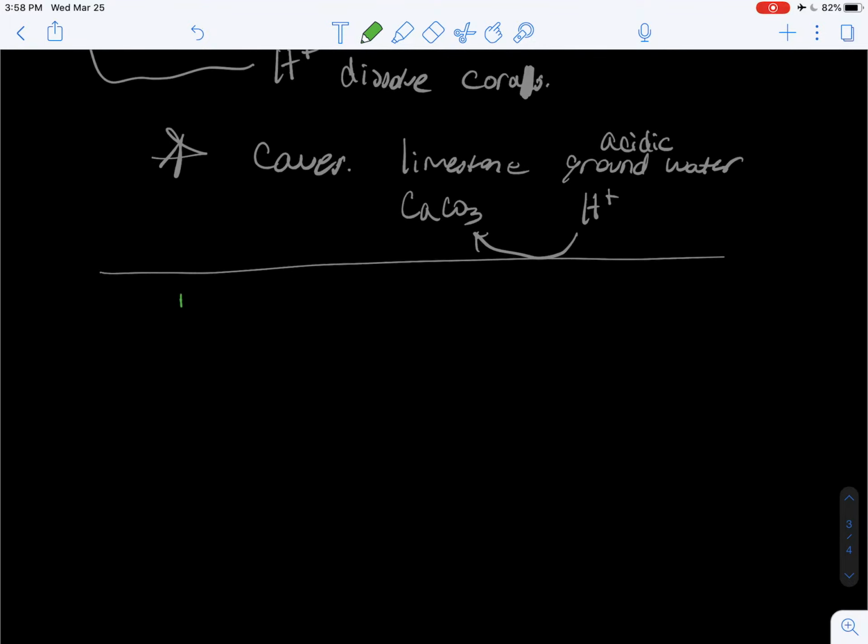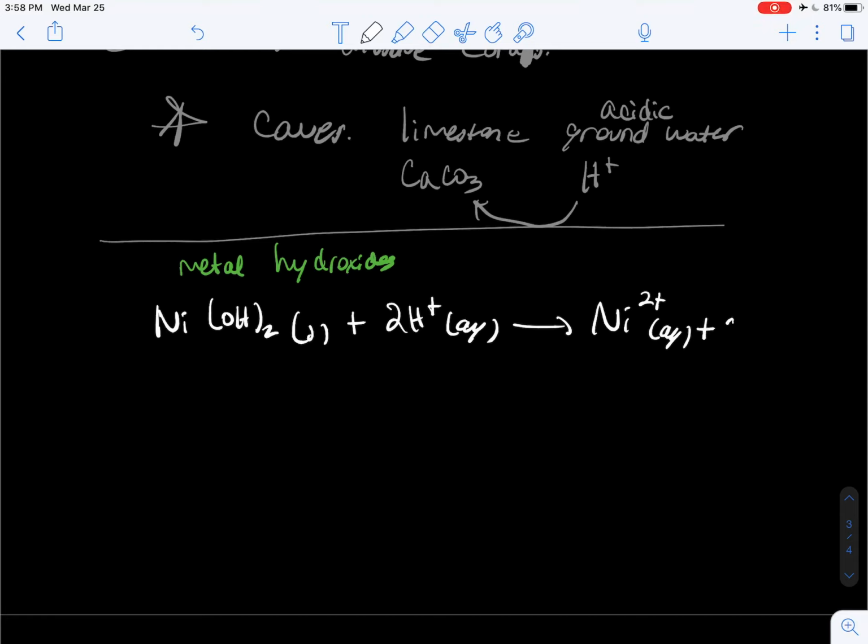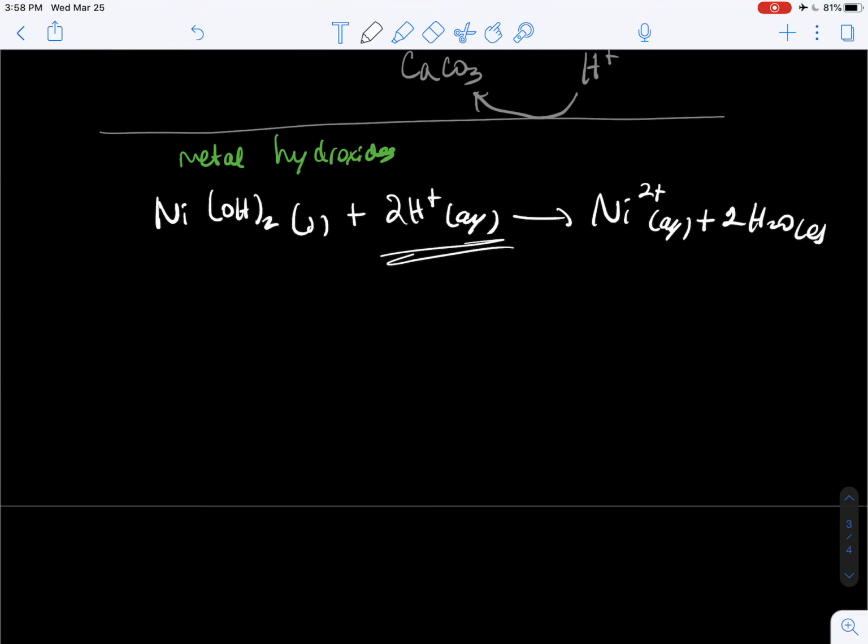And the last thing here is metal hydroxides dissolve in acids. So if we have an example here, nickel hydroxide is a solid. It reacts with 2H plus to give you nickel ion and 2 molecules of water. Okay, so if you add H plus, you'll dissolve this nickel hydroxide.